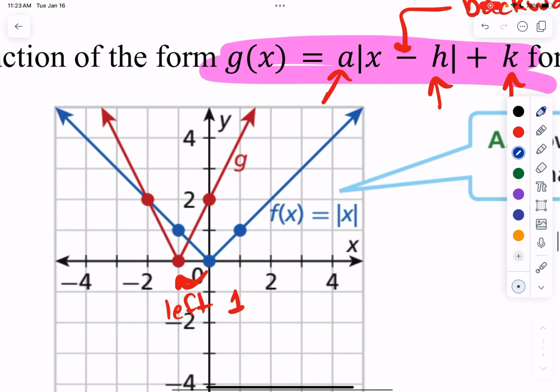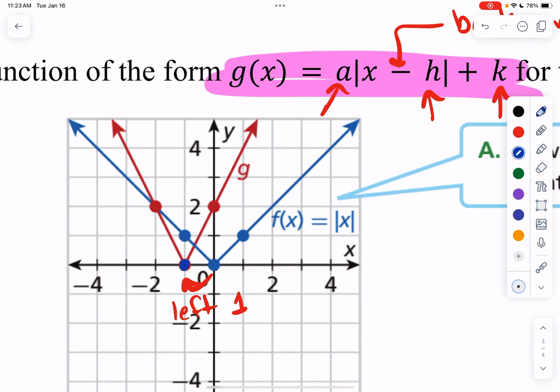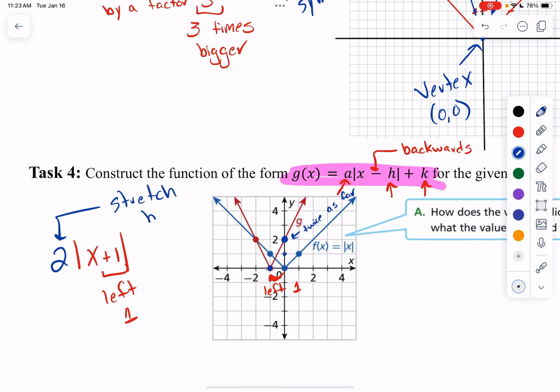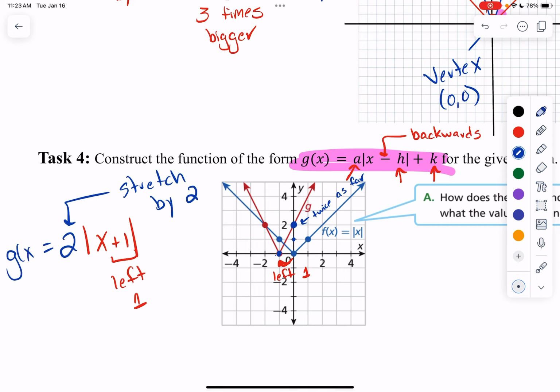Now next bit, we need to look to see, so that moved us left 1, but normally it's over 1, up 1. This one's over 1, up 2. That's twice as far. So that tells me that's a stretch by 2. So here I have that stretch by 2. It's not moving it up or down at all, so it's just right there at 0, 0. So there's my new function. Stretch by 2, left 1.